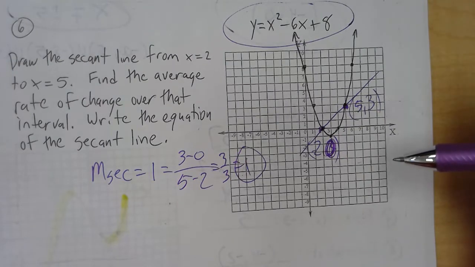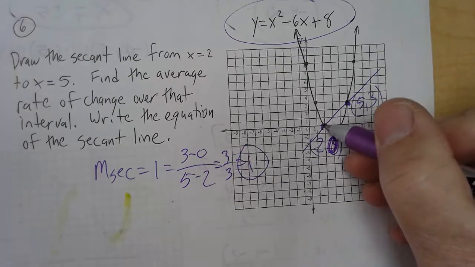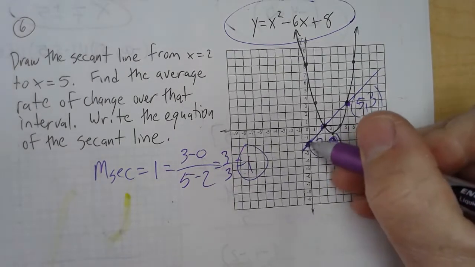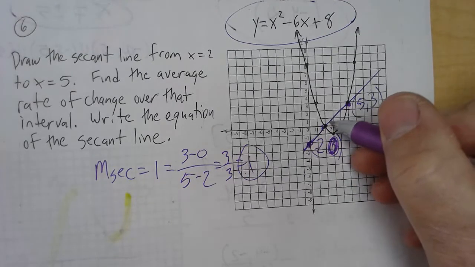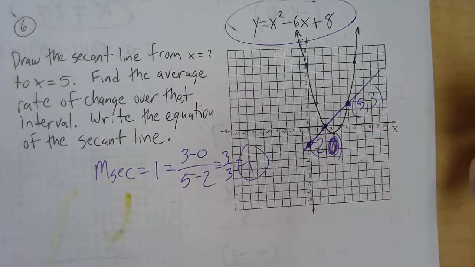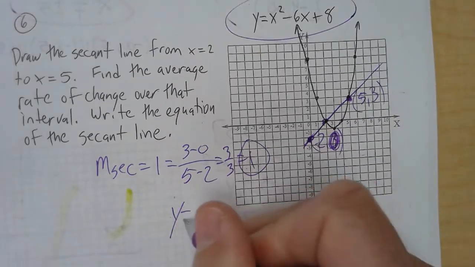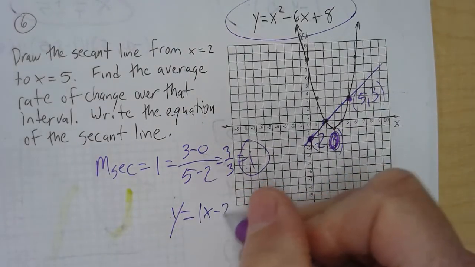So we want to write the equation of the secant line. You can actually see that it continues down there. The y-intercept is -2. So if you just continue this slope of 1 down there, it crosses at -2. So the equation is y is equal to slope of 1x minus 2.